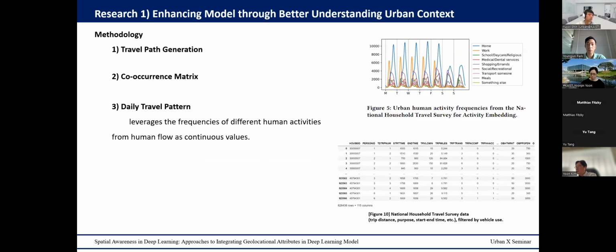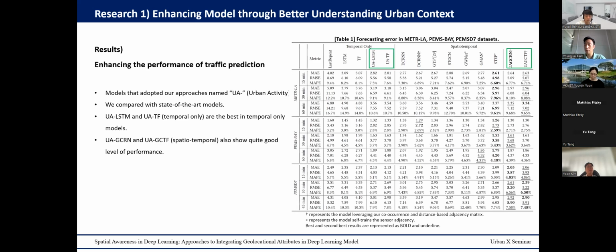The other methodology is to adapt the daily travel pattern from the National Household Travel Survey of the US. So we can leverage the frequencies of different human activities from a daily pattern. As for the result, our approach, denoted by UA, urban activity, has shown promise in enhancing traffic prediction. This table presents forecasting error metrics across various datasets, including Metro LA, PeMS-Bay, and PeMS-D7.